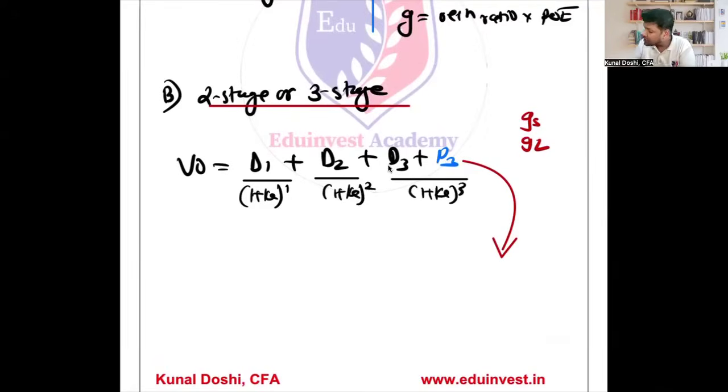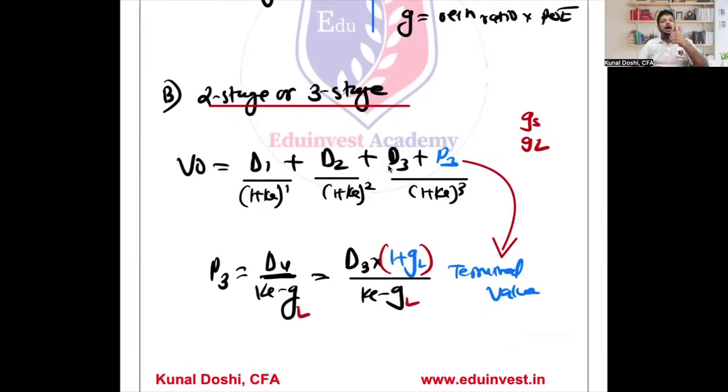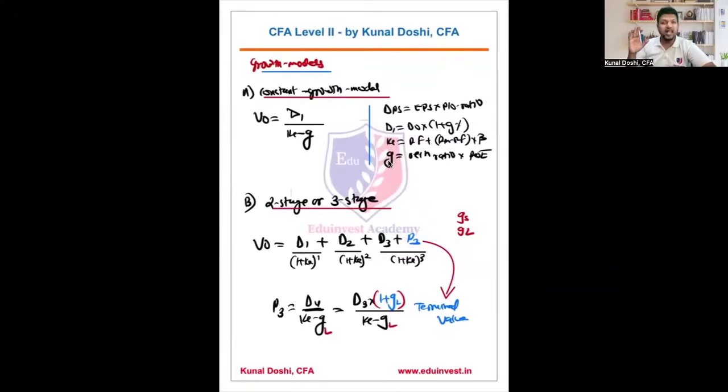Now, the important thing is, what is this P3? P3 is what we call the terminal value. Now, when I say P3, P3 is based on D4 over cost minus growth. And D4, what is D4? D4 is D3 into, watch out, 1 plus long-term growth rate, over cost of equity minus which growth rate? Yes, the long-term growth rate. Are you with me, everyone, on this? The two-stage, three-stage? Correct. Any rocket science here?